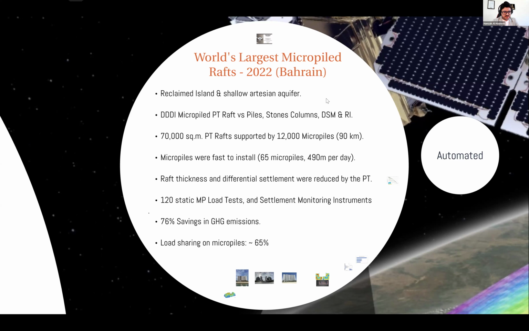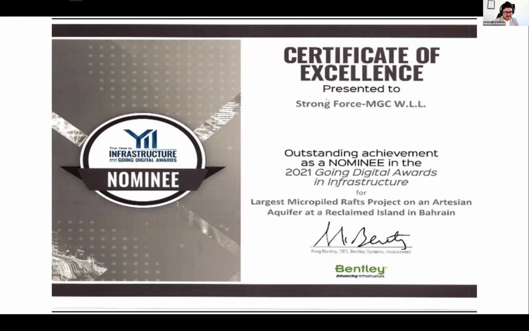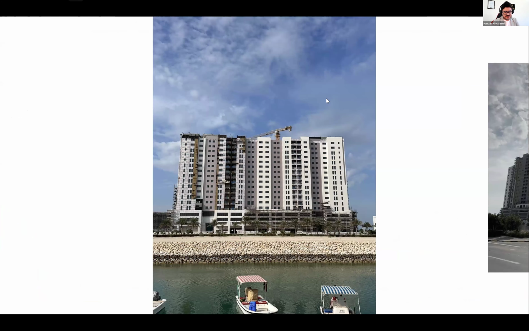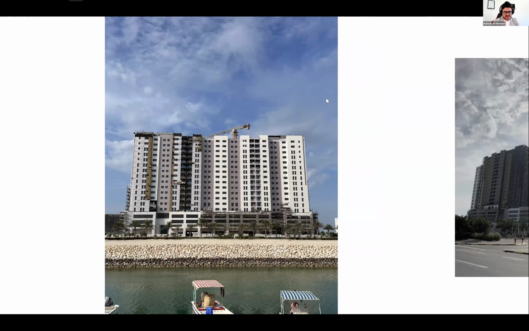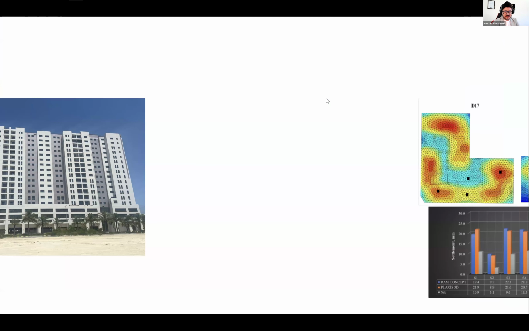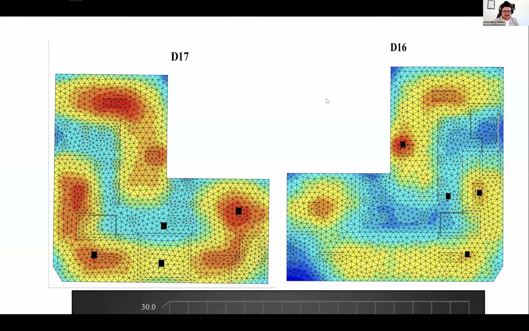The load sharing on the micropiles was approximately 65%, and we do have instrumentation installed, and the project is completed, so I can show you really quick the result. This is the highest building, two towers. These are the instrumentation where we have installed it.